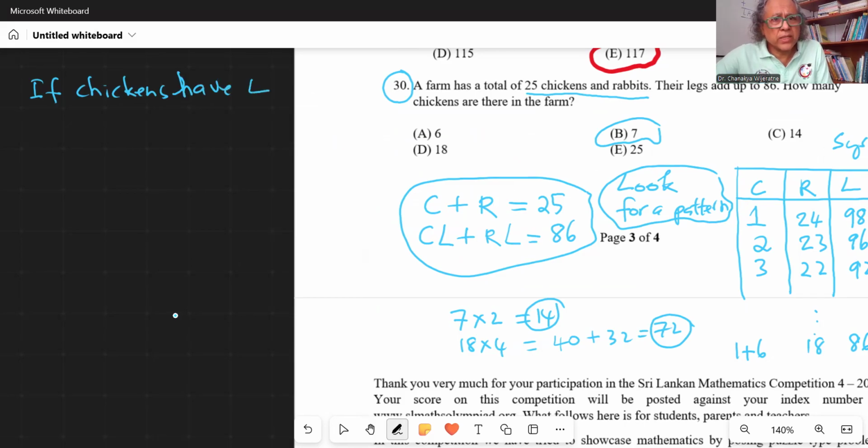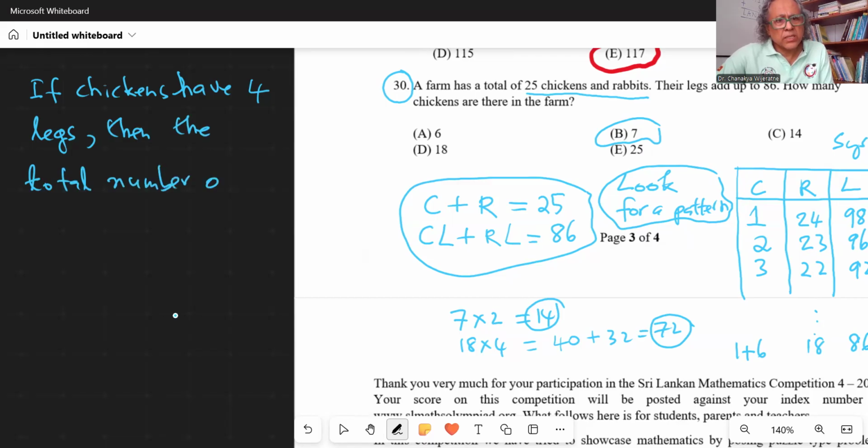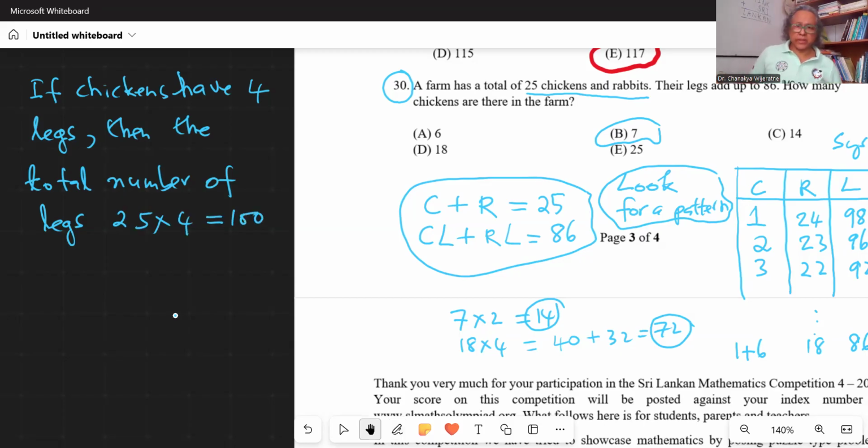if chickens have 4 legs, then the total number of legs is 25 times 4, 100. 100 is the total number of legs. Now, this is 100 minus 86, 14 more than the given total.